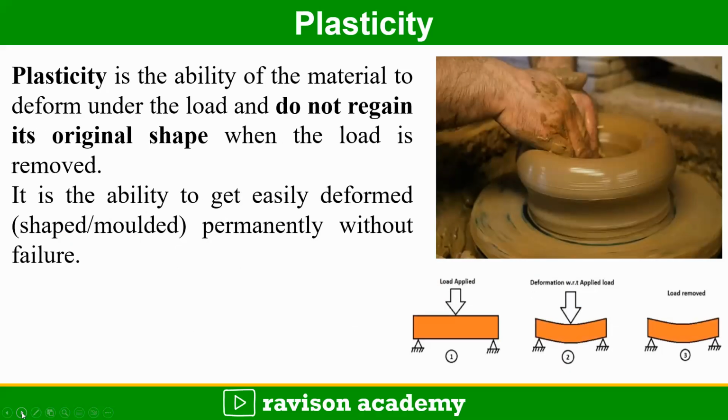Coming to the plasticity, it is the ability of the material to deform under the load and not regain its original shape when the load is removed. The ability to easily get deformed, that is shaped or molded permanently without any failure. Take the same example: I am applying the load, the body deforms. When the load is removed, the deformation is permanent. So it is a plastic form, it reflects the plasticity of the material.